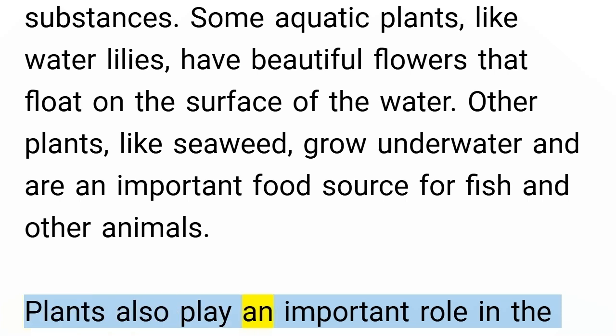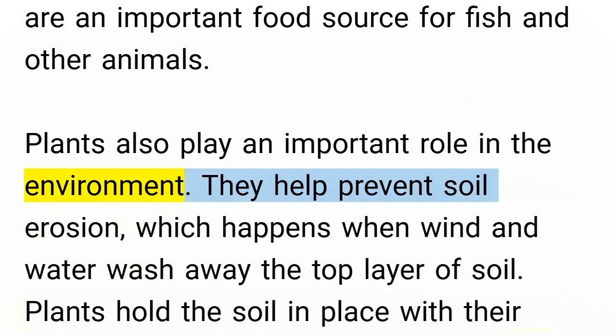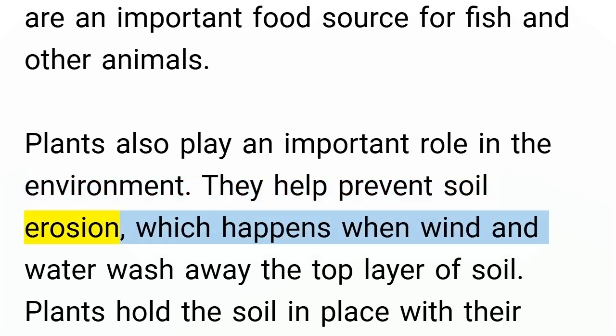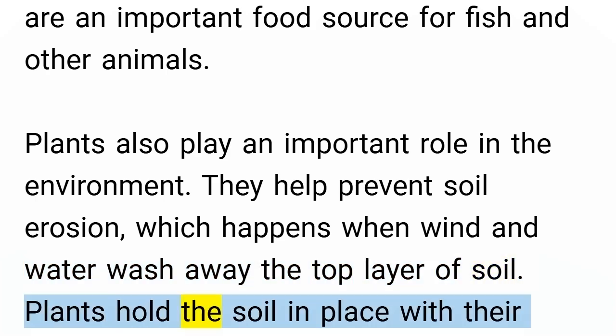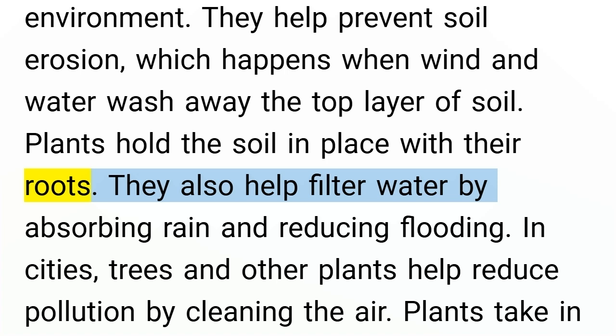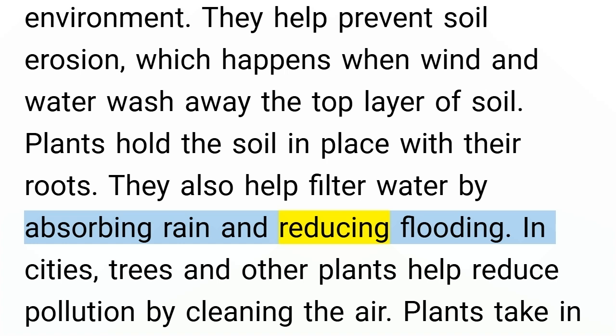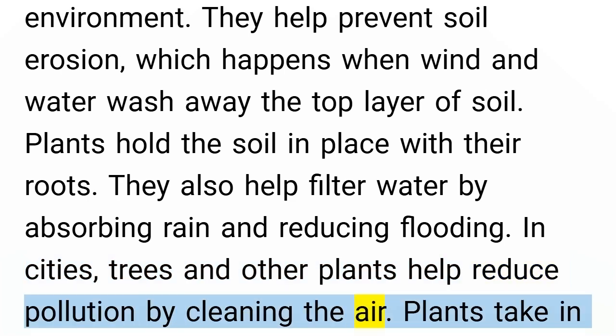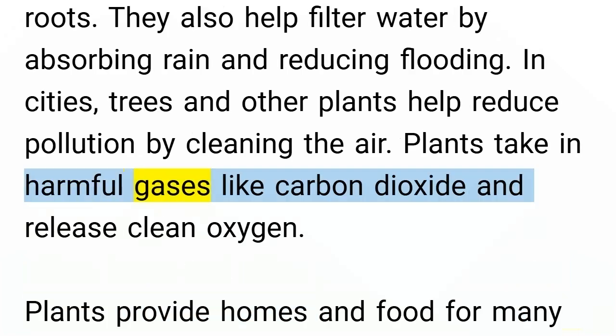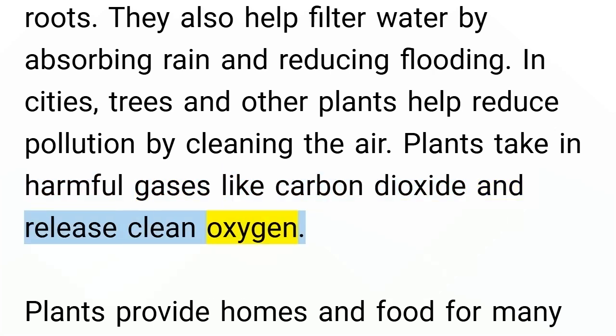Plants also play an important role in the environment. They help prevent soil erosion, which happens when wind and water wash away the top layer of soil. Plants hold the soil in place with their roots. They also help filter water by absorbing rain and reducing flooding. In cities, trees and other plants help reduce pollution by cleaning the air. Plants take in harmful gases like carbon dioxide and release clean oxygen.